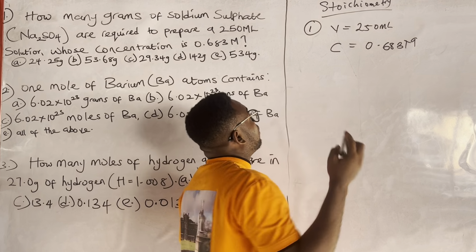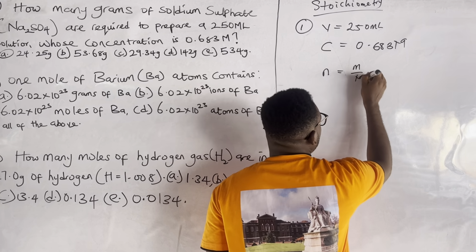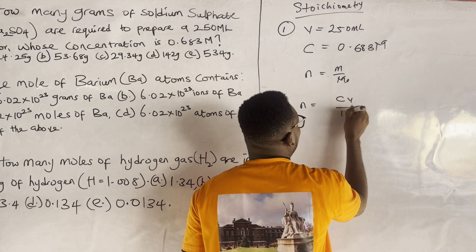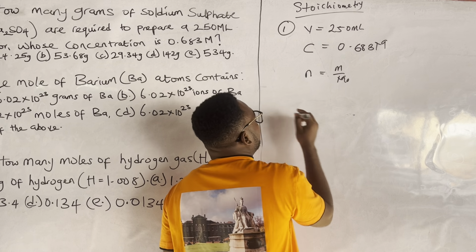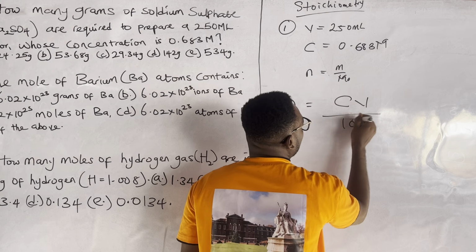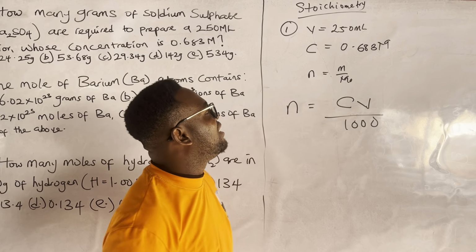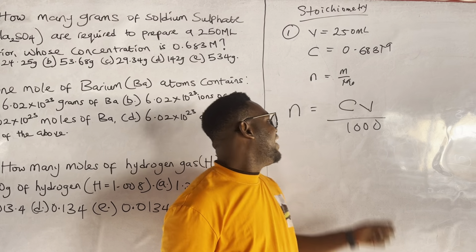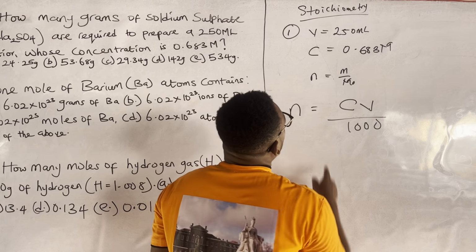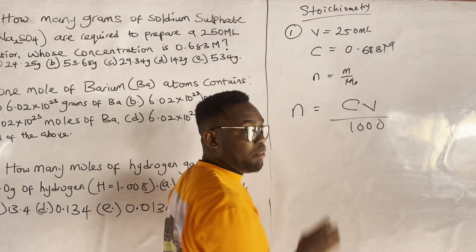In our previous video, we said that number of mole is mass over molar mass. We equally said that number of mole is CV divided by 1000. This formula is used when the volume is in milliliters or in cm cube. Now, to solve this question, we said number of mole is this and number of mole is this, so we join this formula and this formula together.